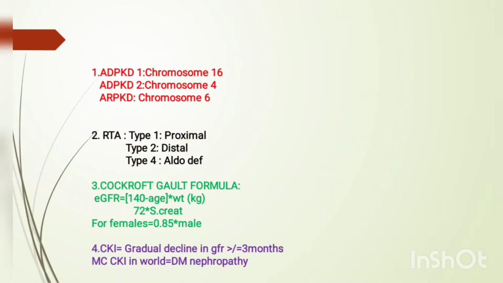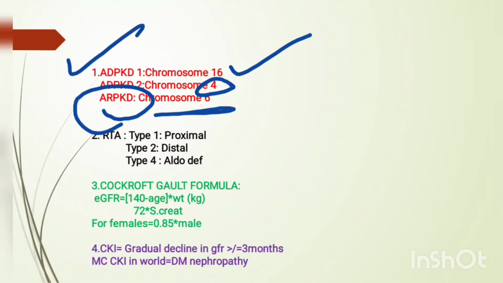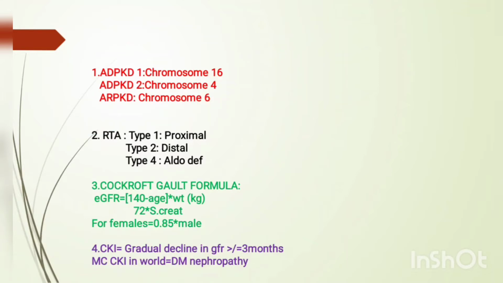So, first of all, remember autosomal dominant polycystic kidney disease type 1 is related to chromosome 16, type 2 is related to chromosome 4, and recessive polycystic kidney disease is related to chromosome number 6. Then renal tubular acidosis is of 3 types: type 1, type 2 and type 4. In type 1, the proximal part of the nephron is involved. In type 2, the distal is involved. In type 4, there is aldosterone deficiency.